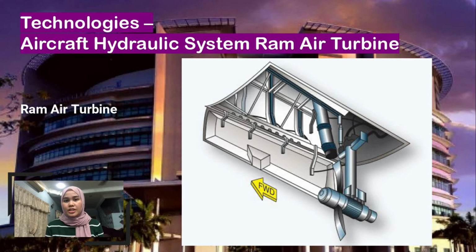The door is hinged, allowing the assembly to be extended into the slipstream by pulling a manual release in the flight deck. In some aircraft, the ram air turbine automatically deploys when the main hydraulic pressure system fails and an electrical system malfunction occurs.